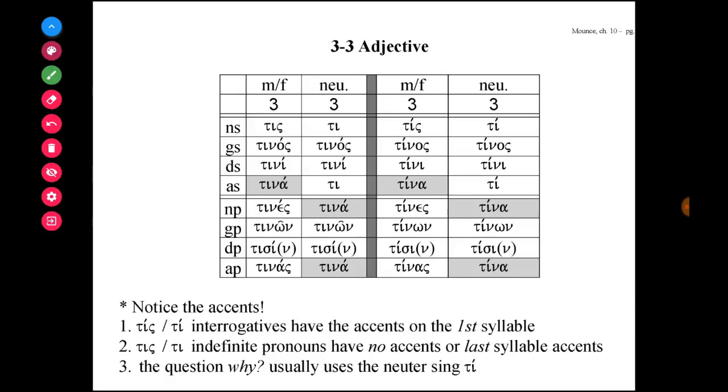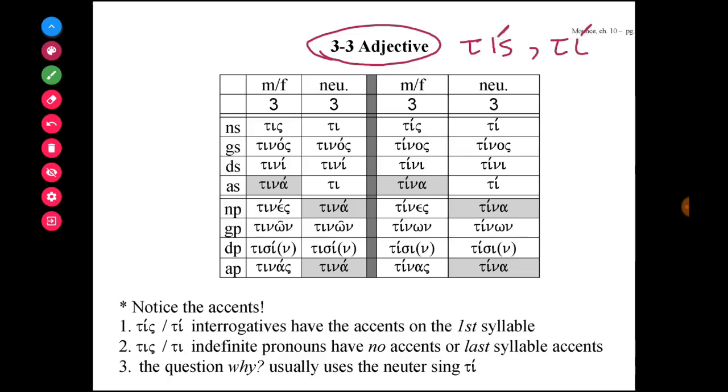Lastly, let's go over the 3-3 adjective. And I won't rehearse the forms because we've already gone over what the third person endings look like in the masculine feminine forms, and then we also went over what the third person forms look like in the neuter forms. But what I like to do is just simply highlight how the adjective tis, ti, and I'm going to put an accent here, works in Greek.